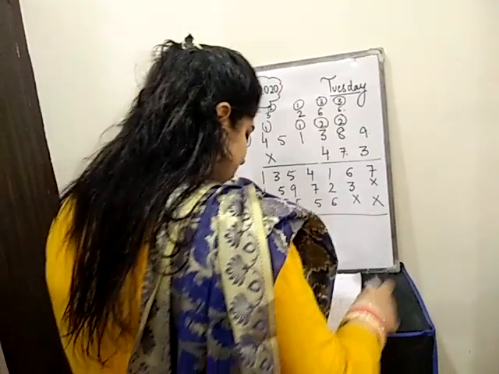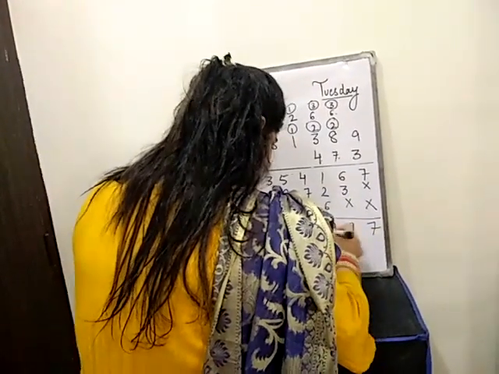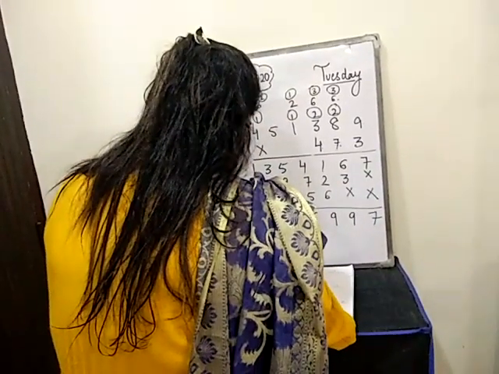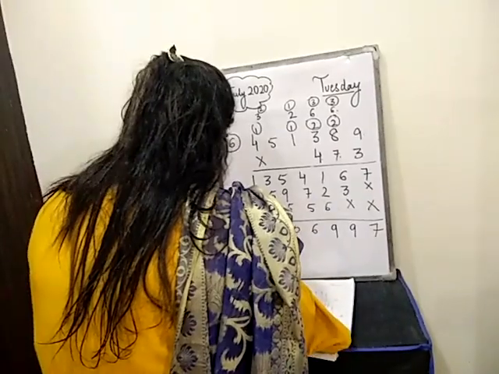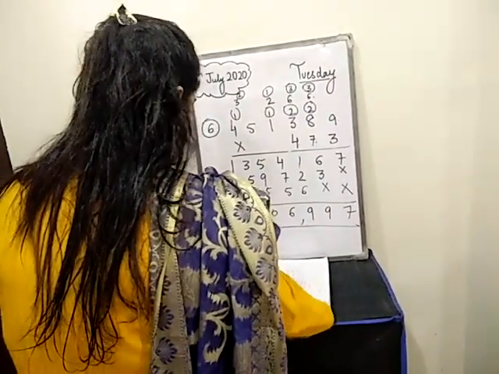Now add all this, it will be 7, 9, 9, 6, 0, 5, 3, 1, 2. And again put a comma. And this is your answer.